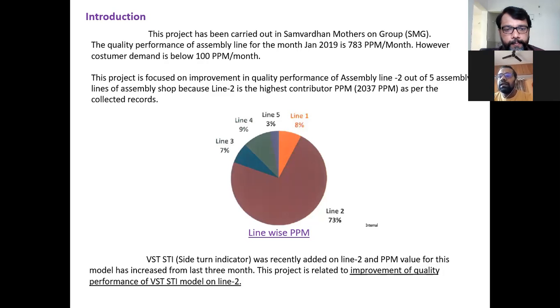When we dug into the problem, VST is the code of the side connector from the customer, and STI we designated for our understanding, which is side turn indicator. It was recently added to line 2, where the ppm value of this model has drastically increased over the last 3 months. So the overall project is related to improving the quality and performance of the VST STI side connector, which is assembled in assembly line 2.